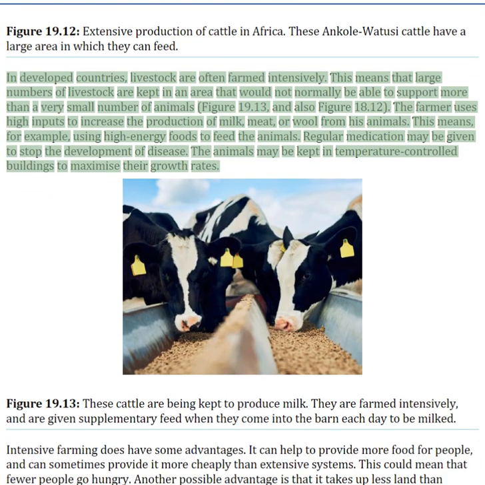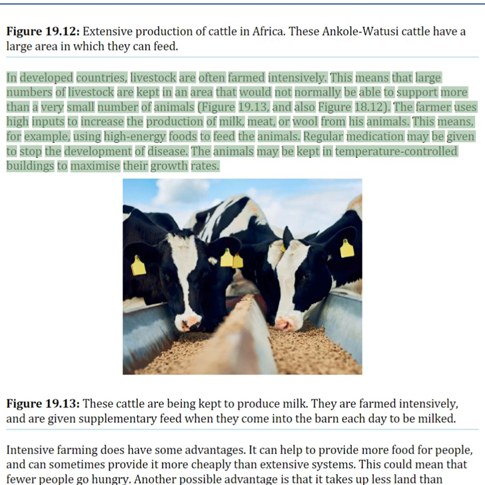In developed countries, livestock are often farmed intensively. This means that large numbers of livestock are kept in an area that would not normally be able to support more than a very small number of animals. The farmer uses high inputs to increase the production of milk, meat, or wool from his animals. This means, for example, using high-energy foods to feed the animals.